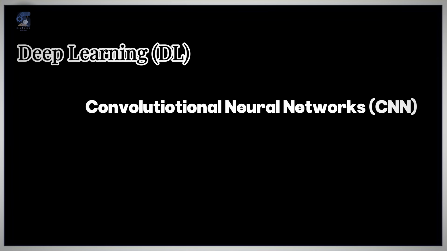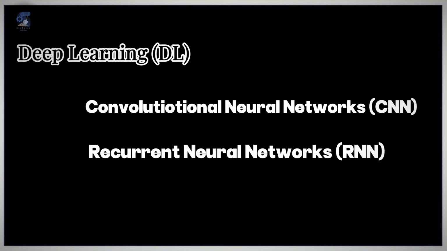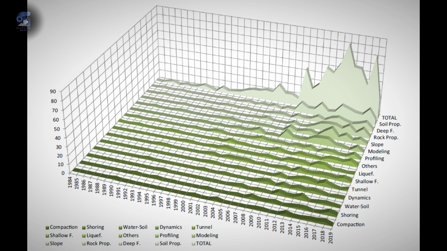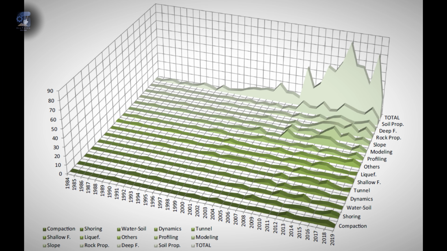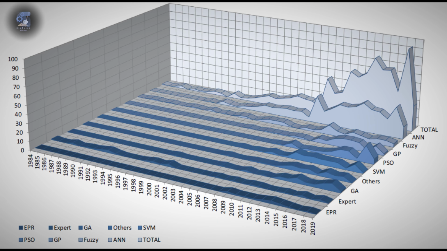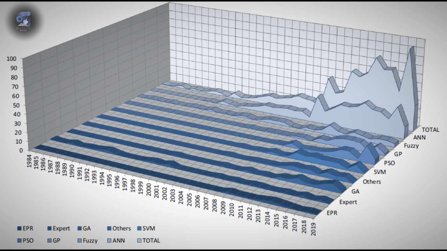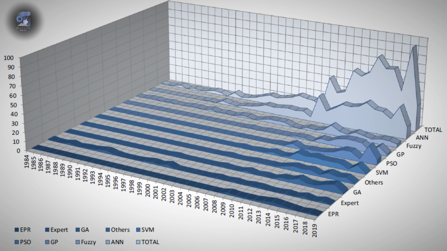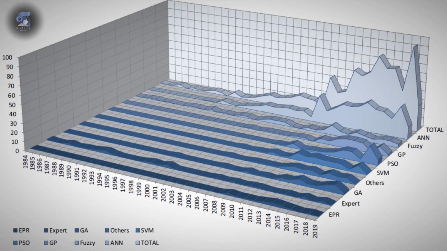Deep learning algorithms such as convolutional neural networks for image recognition and recurrent neural networks for time series data have become state-of-the-art. While only a handful of articles were published annually in the early 2000s, by 2019 there were over 43 major publications focusing on deep learning in geotechnics. However, throughout this period, artificial neural networks remain the most widely used technique, involved in 52 to 80% of all studies across various geotechnical subdisciplines.